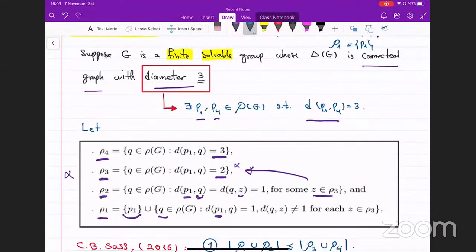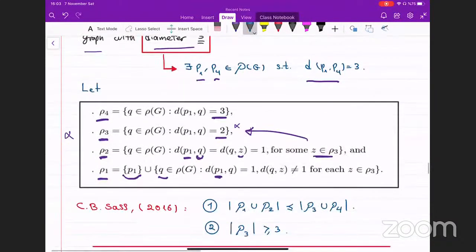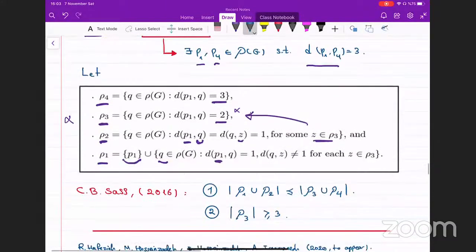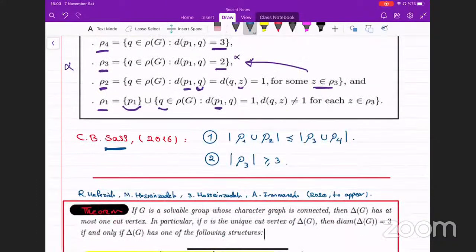Now, this is a result in 16. I forget how to read it. It says that the cardinality of union of rho 1 and rho 2 must be less than or equal to the cardinality of the union of rho 3 and rho 4. And in particular, this is very important, cardinality of rho 3 must be at least 3 if we are working with a solvable group, if we are working with the prime graph or character graph of a solvable group.